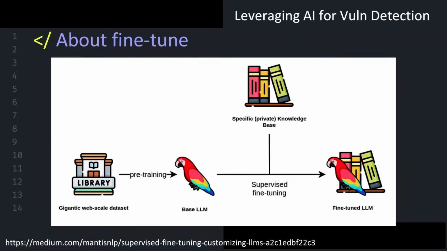Fine-tuning means taking a pre-trained model, like a language model, and further training it on your specific data to make it perform better on a particular task.